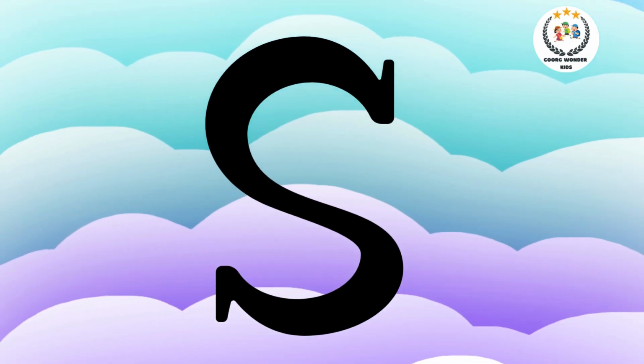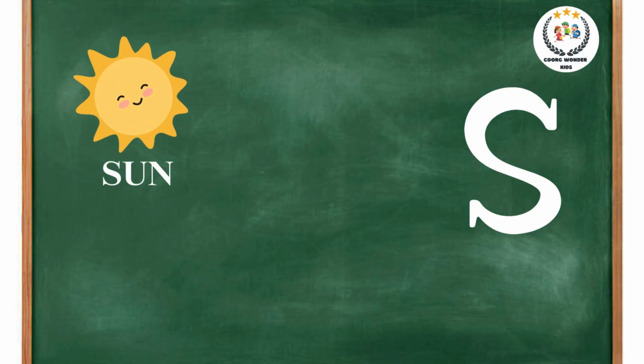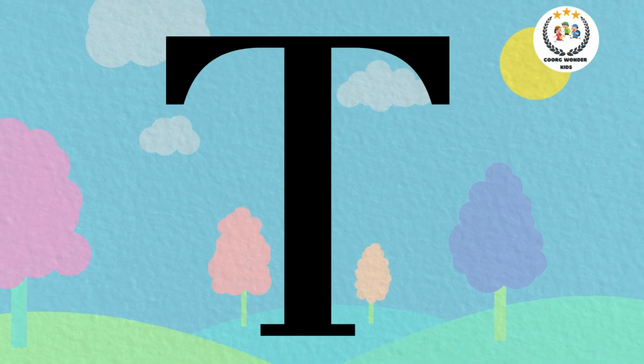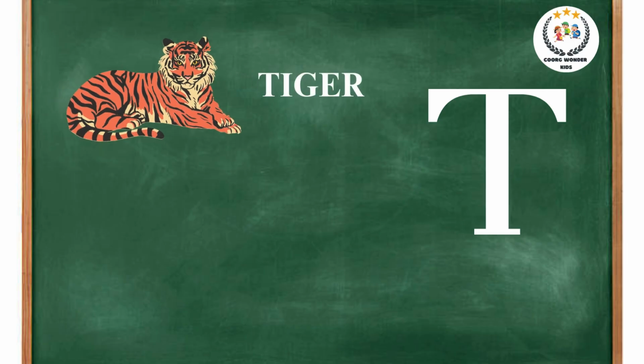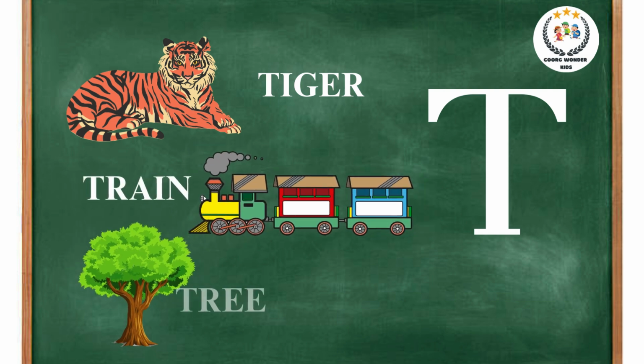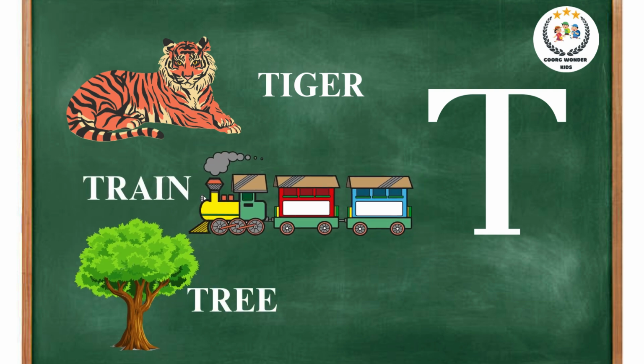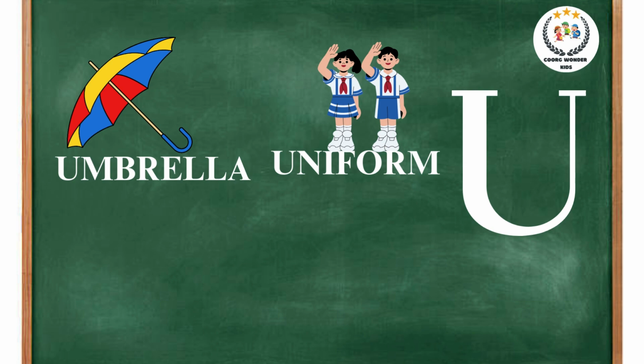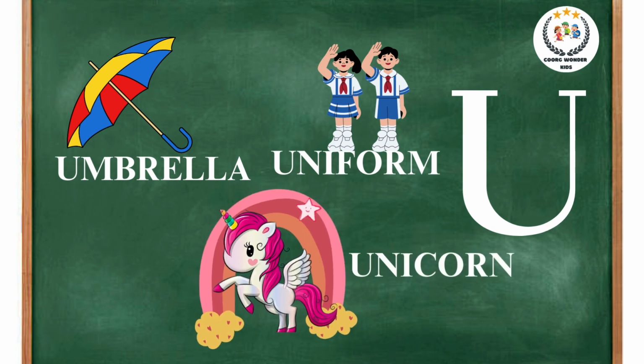S. S is for sun, star, strawberry. T. T is for tiger, train, tree. U. U is for umbrella, uniform, unicorn.